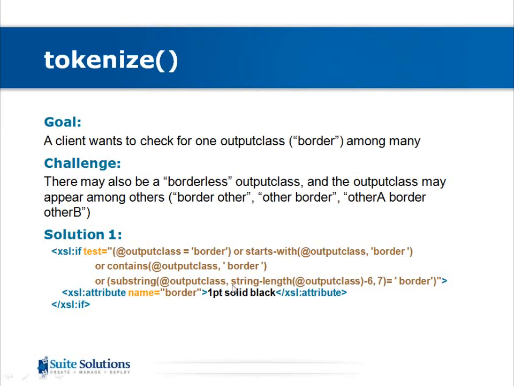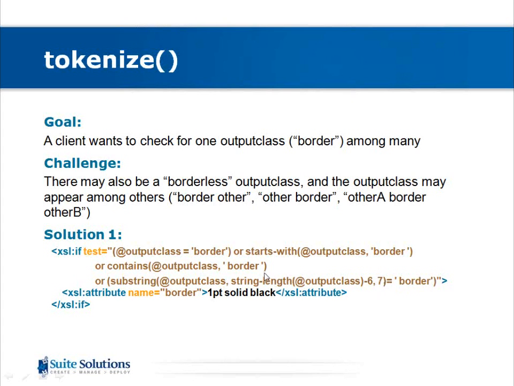So to see if it ends with space border, what we need to do here, and I'm skipping this third one here, the only way to see if the output class ends with the word border, the self-contained word border, is to find the substring of the output class, starting a certain number of characters before the end of that output class attribute and moving forward till the end, and see whether that matches space border.